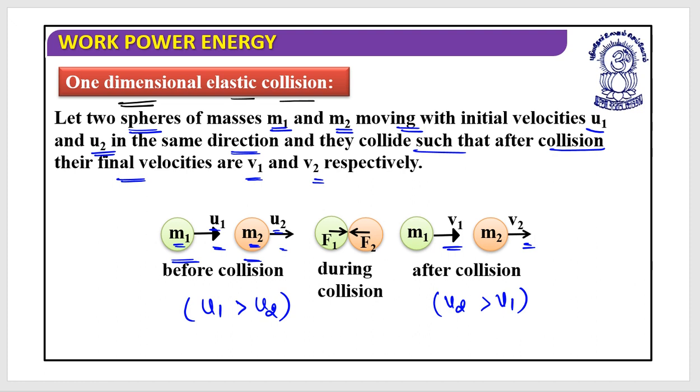Great. So u1 must be greater than u2, and in this case v2 would be greater than v1, so there would be no multiple collision. If it was not the case, there could be chances of multiple collision. To avoid that, and since we want the collision to occur only once, we want v2 to be greater than v1. I hope this is clear.